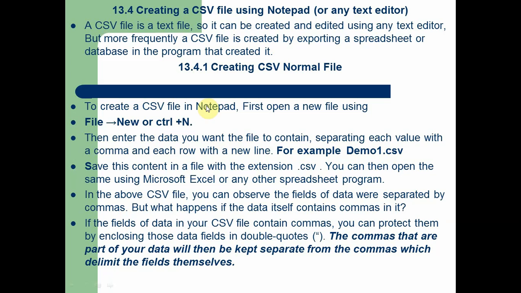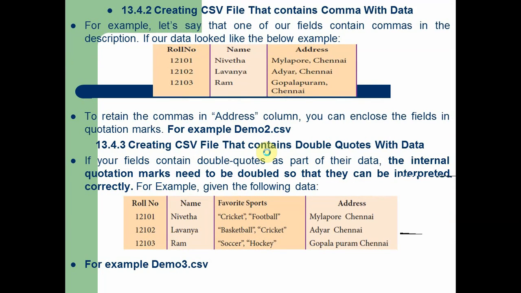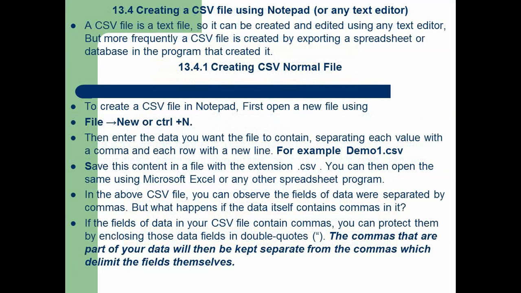First, open any notepad editor and open a new file. Then enter the data you want the file to contain, separating each value with a comma and each row with a new line. The only thing we need to remember is to separate each piece of data by a comma, and each line is considered a record. Save this content in a file with the extension .csv. You can open the file in Microsoft Excel or any other spreadsheet.